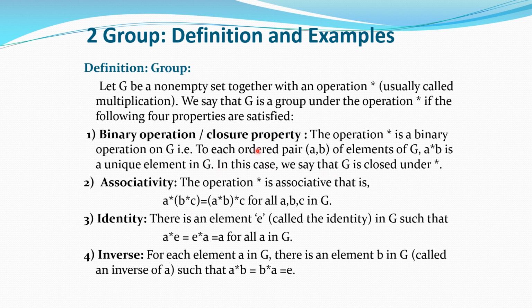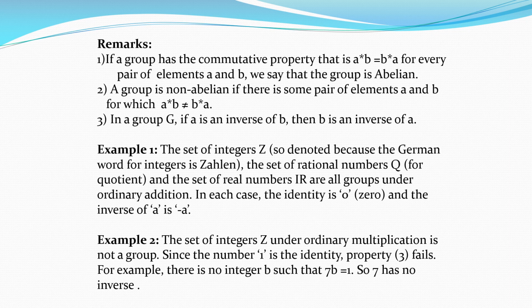So we have already seen all these properties, we are just collecting all of them together. So first, star is binary operation. Secondly, star is associative. Third, there is an element E in G, that is identity element. And fourth, for every element A in G, there is some element B in G called its inverse. So if all these four properties are satisfied, that is star is binary operation, star is associative, identity element exists in that set, and for every element in G there is an inverse, then we say that G is a group with respect to star.